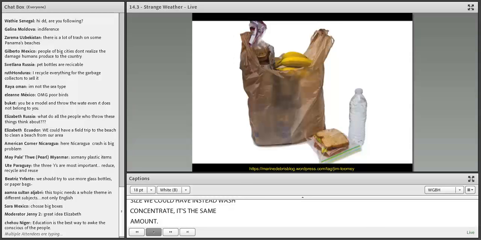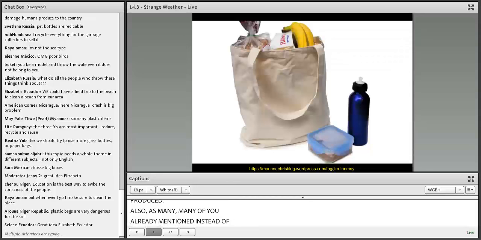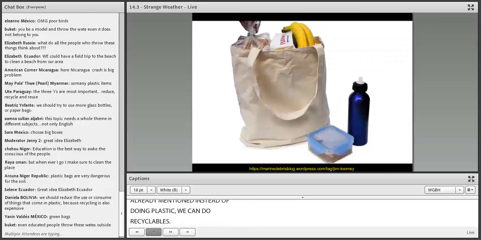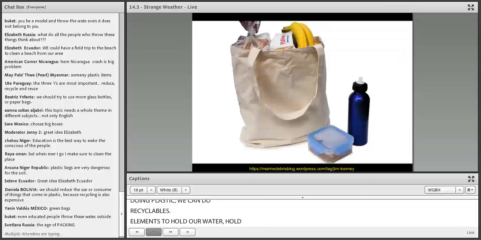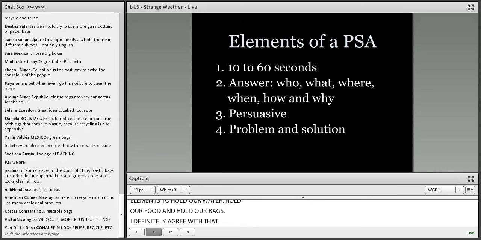Also, as many, many of you already mentioned, instead of doing plastic, we can do recyclable elements to hold our water, hold our food, and hold our bags. And I definitely agree with Chi Hao from Niger that education is the best way to awaken the consciousness of the people. The elements of a public service announcement.